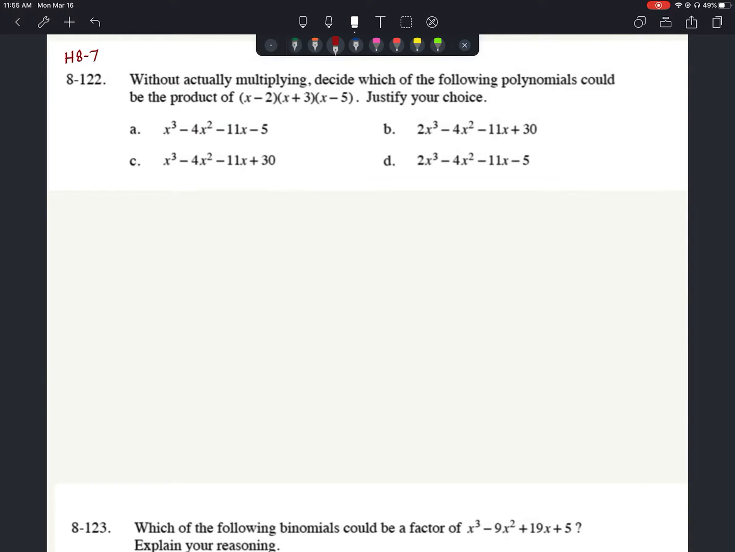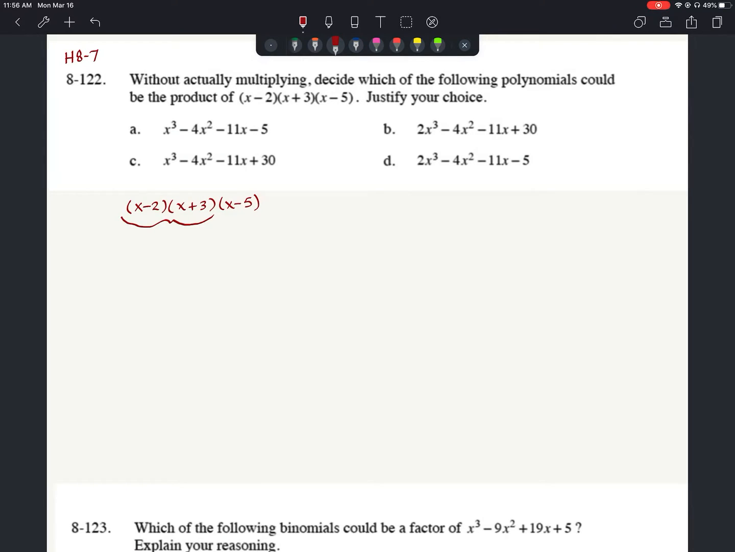Justify your choice. All right, so as I'm looking at this here, there are some things we have to pay attention to, and I'm going to rewrite a little bit of this down here. I have x minus 2 times x plus 3 times x minus 5. I know it says don't multiply them out, but if I'm going to explain it, I'm going to explain it by multiplying a little bit of it out.